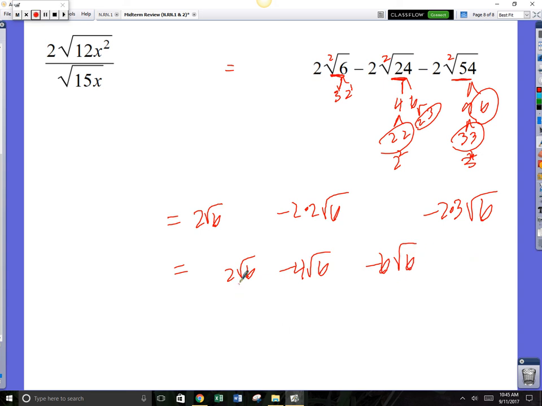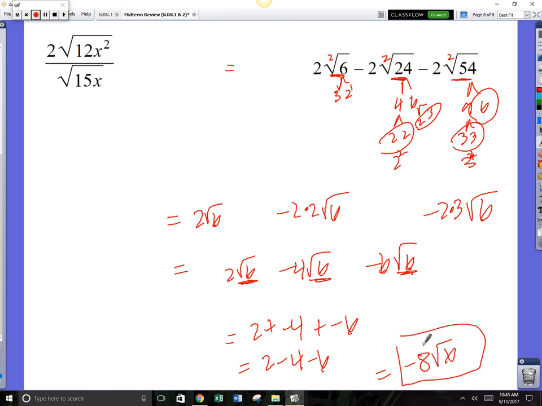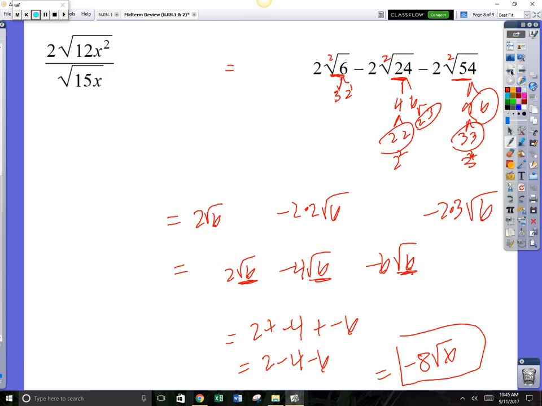Now, they are all measuring the same unit. They're all measuring square roots of 6. So when that happens, you just add the numbers up front. So it's 2 plus a -4 plus a -6. So that's the same thing as 2 minus 4 minus 6. And that should take us to a -8 square roots of 6. So if we throw all those together, we're going to have a total of -8 square roots of 6. And that is it.